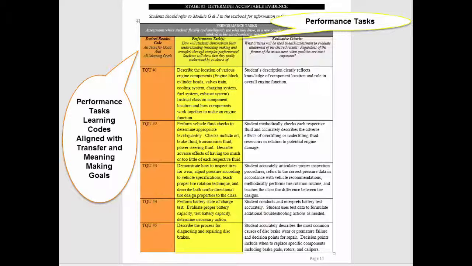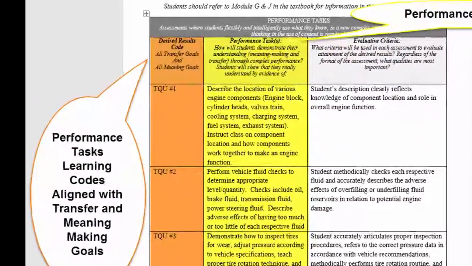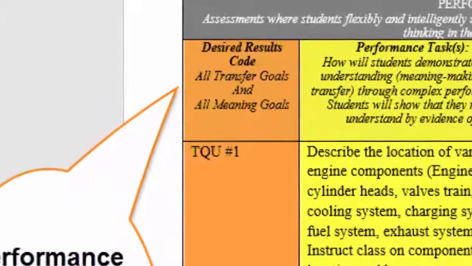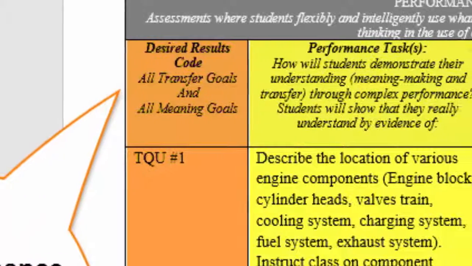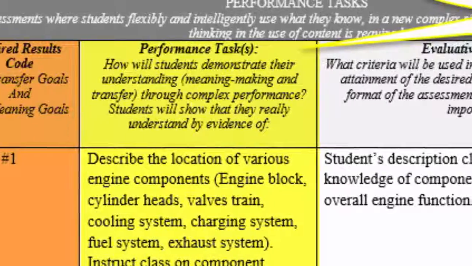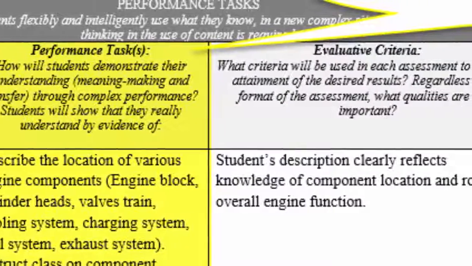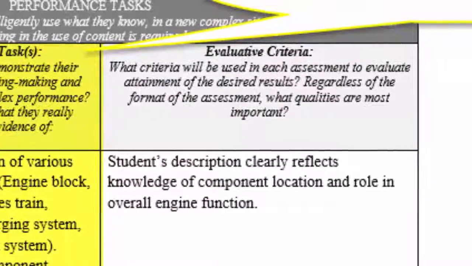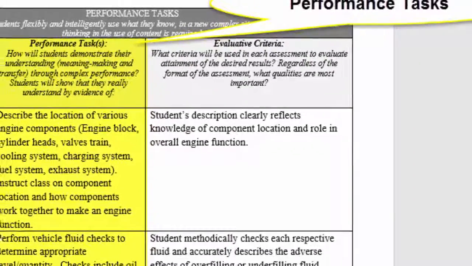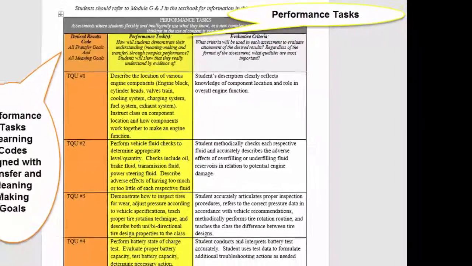The first section of the Stage 2 template is the Performance Tasks section. Performance tasks are broken down into 3 sections. Desired results code align with Stage 1 transfer and meaning goals and are coded accordingly. The Performance Tasks section contains tasks that students will use to demonstrate their understanding of learned concepts. Evaluative criteria describes the qualities that are most important regarding the performance task. Performance tasks in Stage 2 employ 6 facets of understanding to measure assessment.